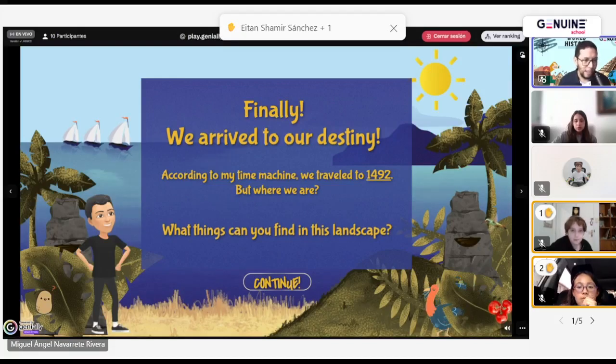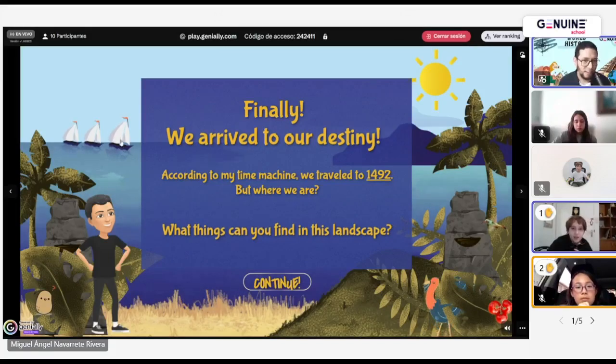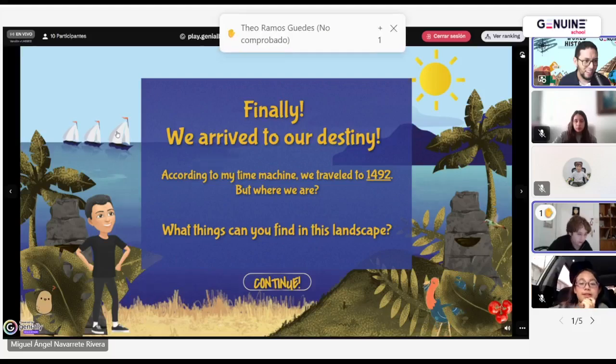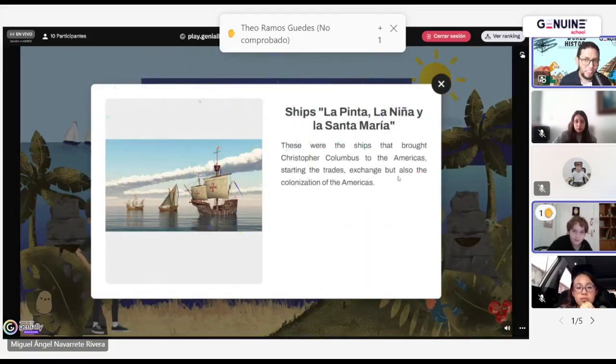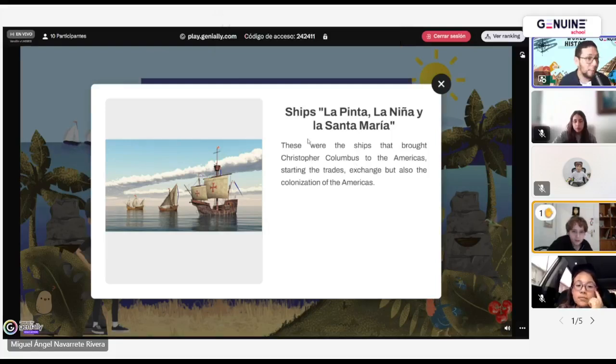Okay, so Ethan, what is the first thing you found? I found the boats. We are in the time and in the place that Napoleon, I think, I'm not very good, or Colon, one of those, discovered America. Okay, so it says if you click on the ship, those are the ships La Pinta, La Niña, and La Santa Maria. So you are right. Maybe we are in the conquest of the Americas when Christopher Columbus arrived to the Americas.